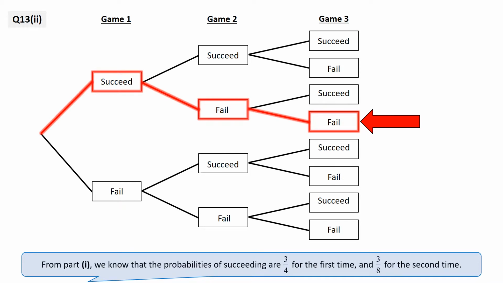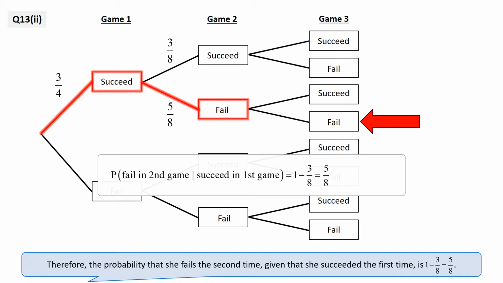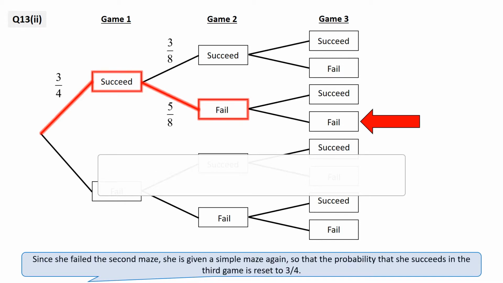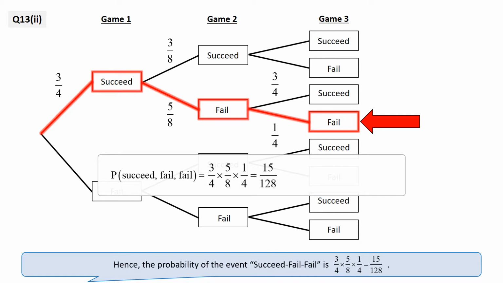From part 1, we know that the probabilities of succeeding are 3/4 for the first time and 3/8 for the second time. Therefore, the probability that she fails the second time, given that she succeeded the first time, is 1 minus 3/8 equals 5/8. Since she failed the second maze, she is given a simple maze again, so that the probability that she succeeds in the third game is reset to 3/4. Therefore, the probability that she fails the third time is 1/4. Hence, the probability of the event succeed, fail, fail is 3/4 times 5/8 times 1/4 equals 15 over 128.